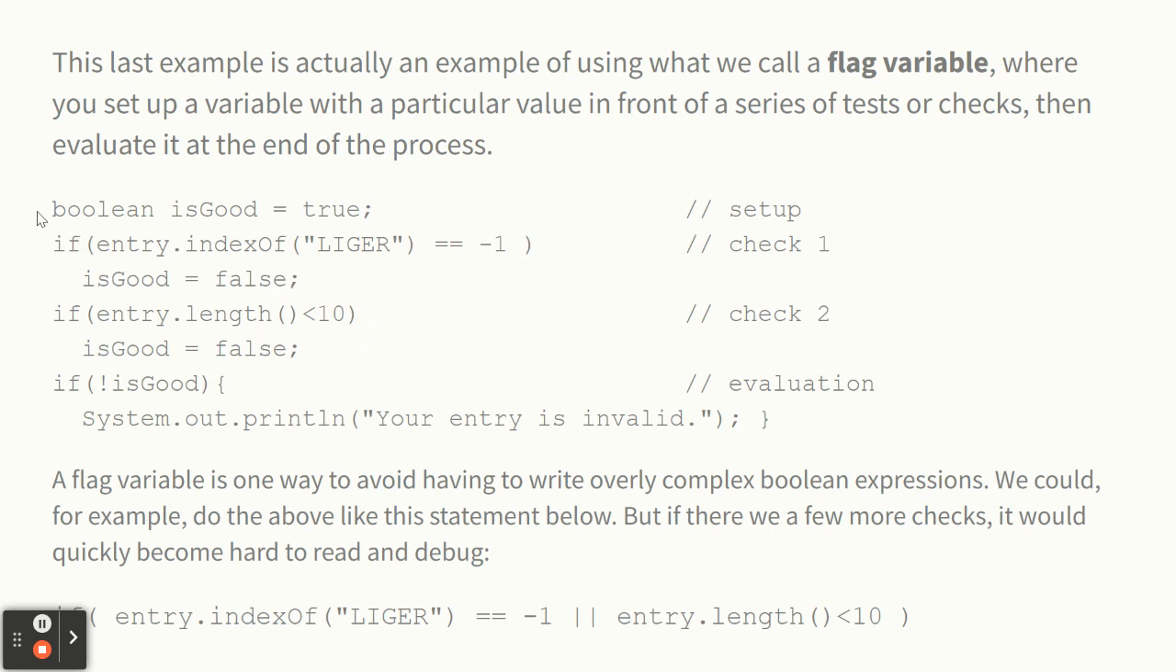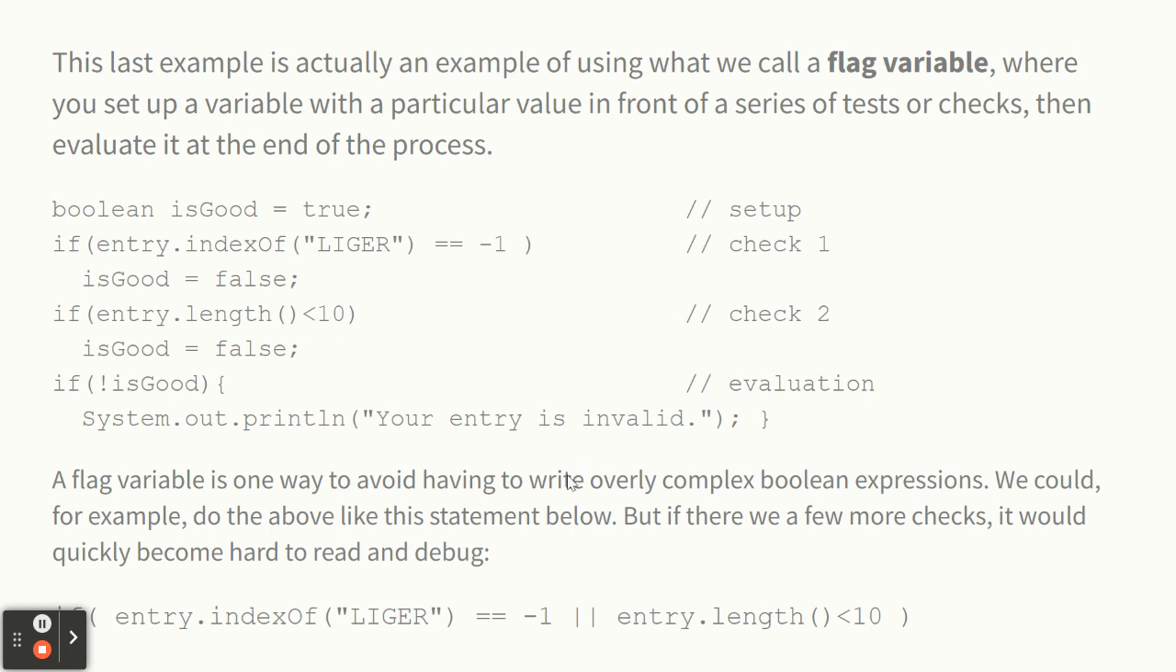So right here, I set this is good variable to be true. And then I had two checks. I said if, and this -1 on the index of means the word Liger isn't in it. And then if it's too short, either of those things, I'm saying it's not good. And then down here, I'm checking, hey, if it's not good, so not is good. That means if is good is false at this point, then I say your entry is invalid.